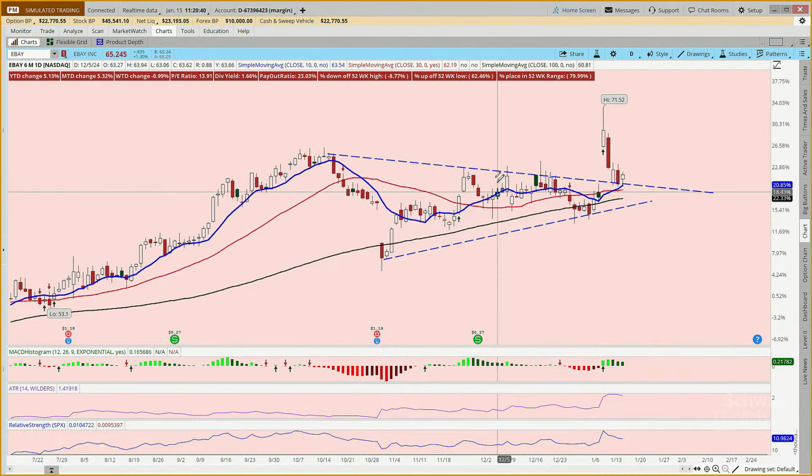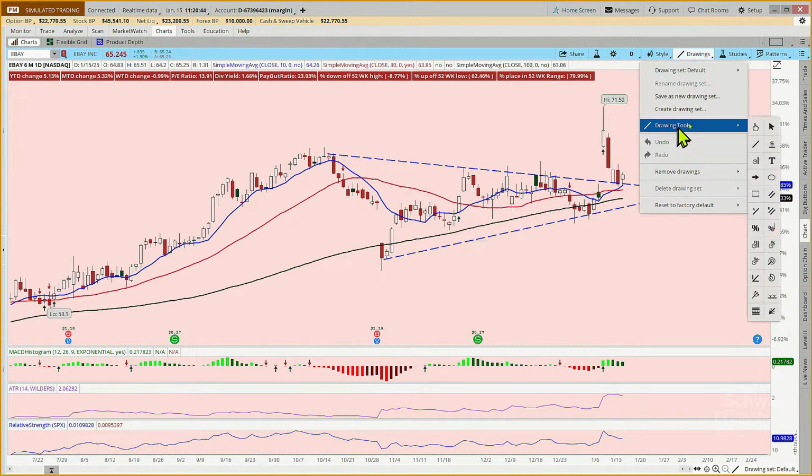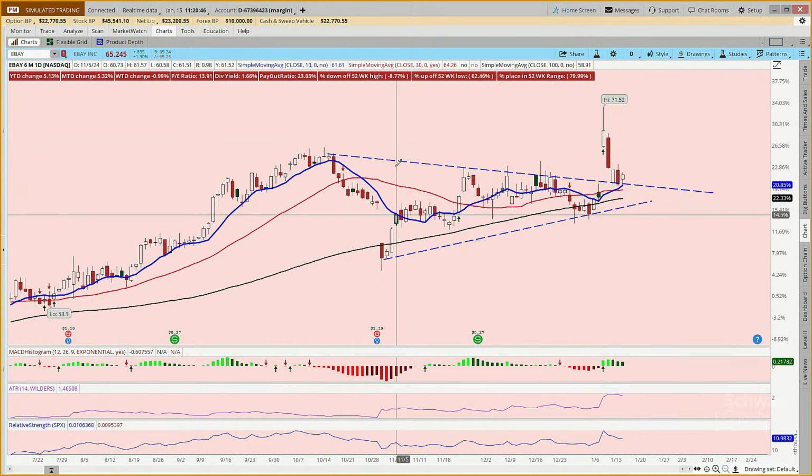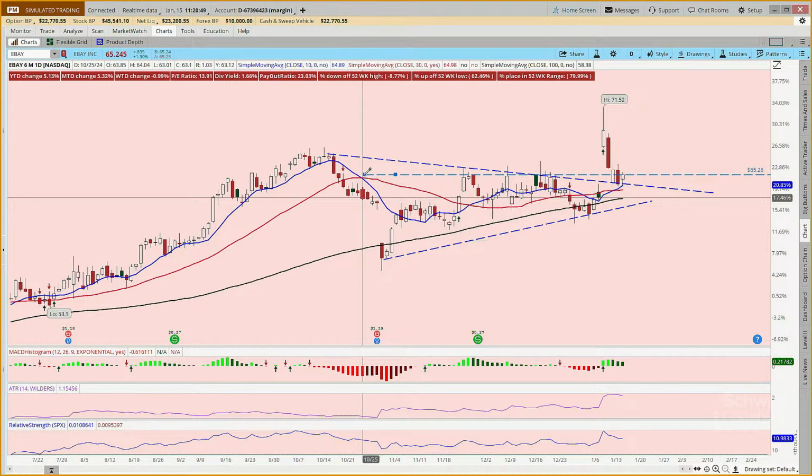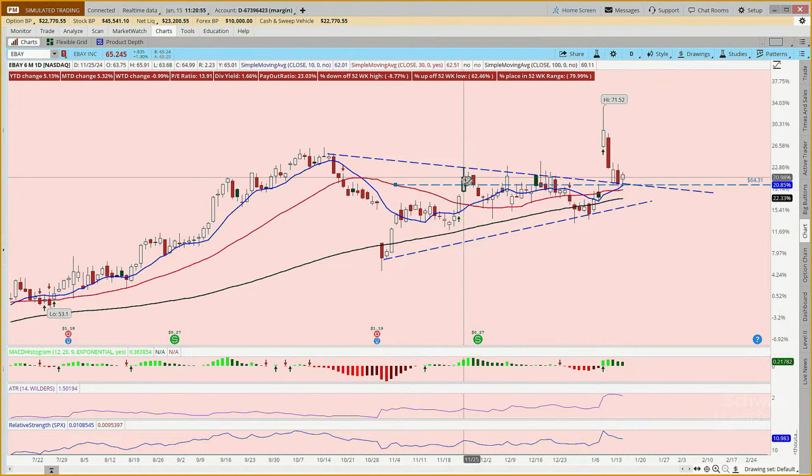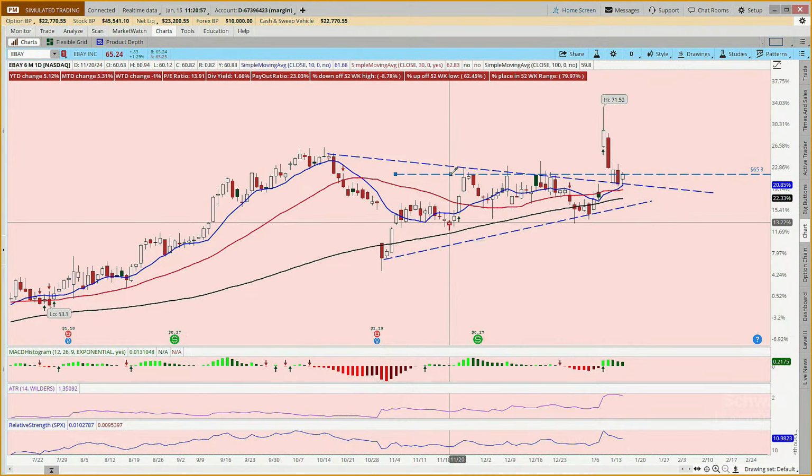So when I first looked at this, I had drawn my line, which kind of looks weird now. This is a straight line, believe it or not. And I thought, well, it's not really broken out yet if it's a straight line. And it came up and hit this resistance level three times.